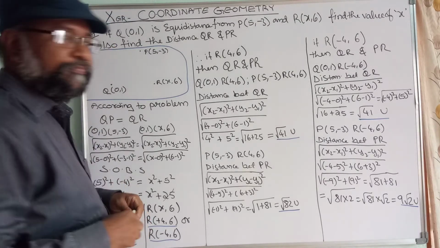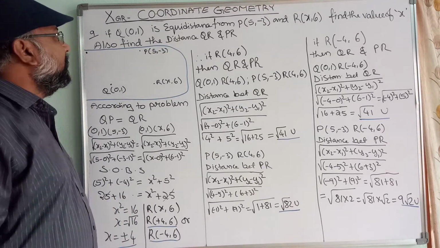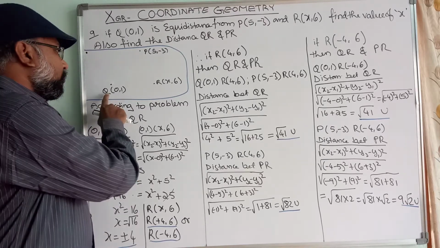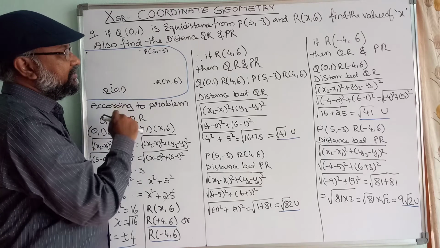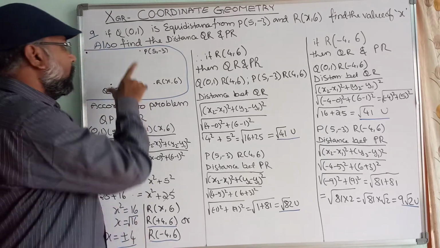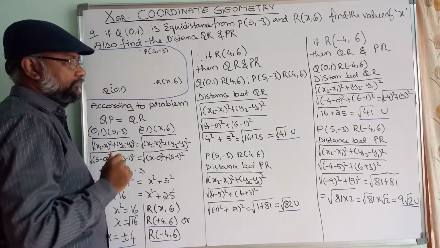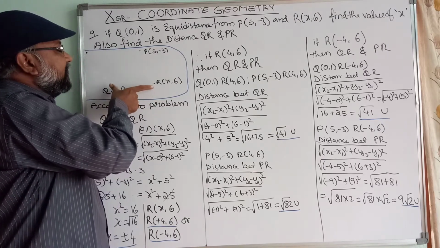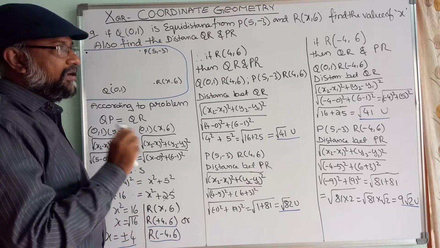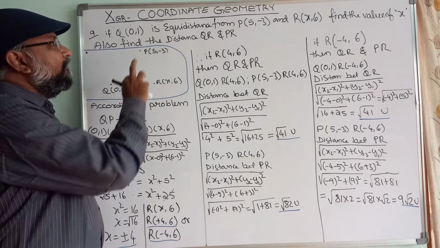Hello students, this is the ninth question. First we read this question. If Q(0, 1) is a point which is equidistant from P and R, that means the distance between Q and P is the same as Q and R. So if this is 10 units, this is also 10 units. That is the condition. If it is like that, find the value of x.